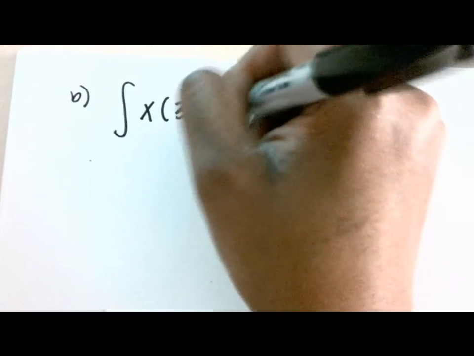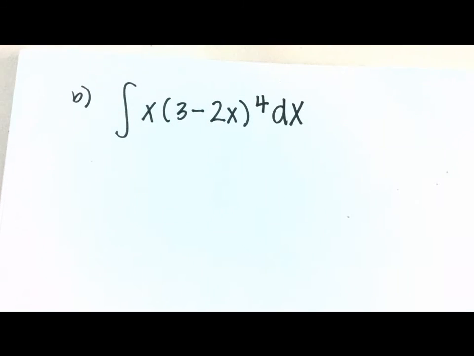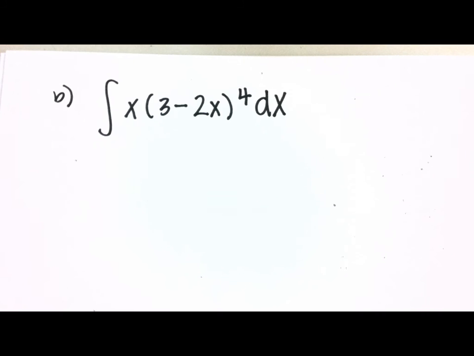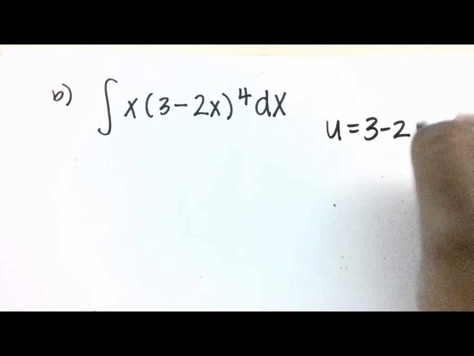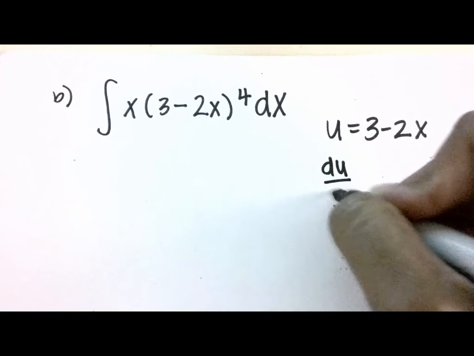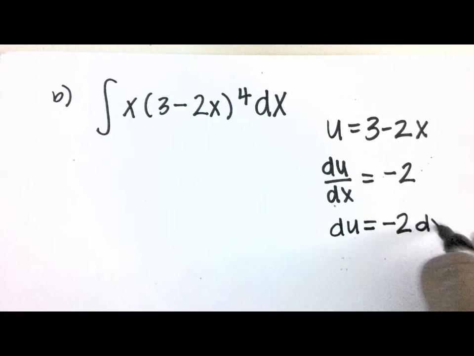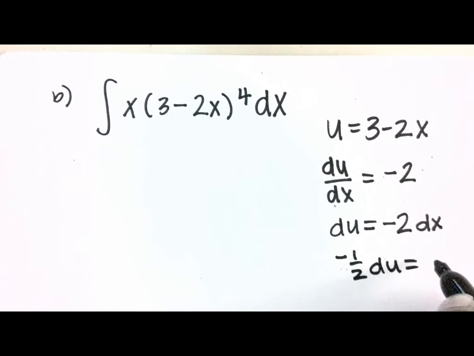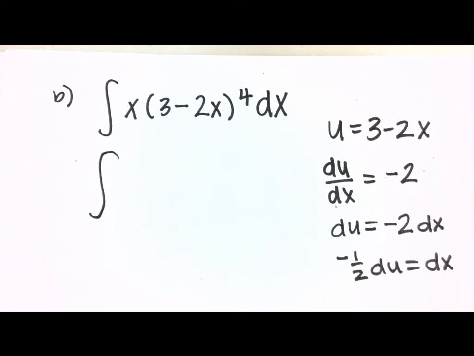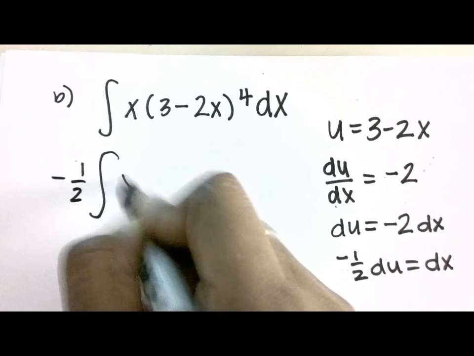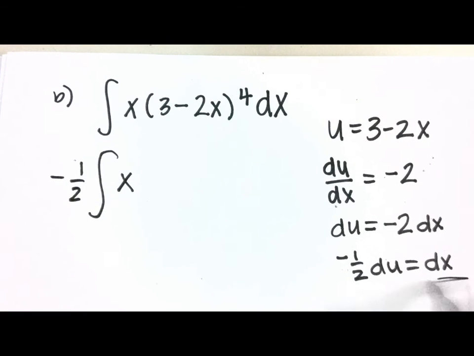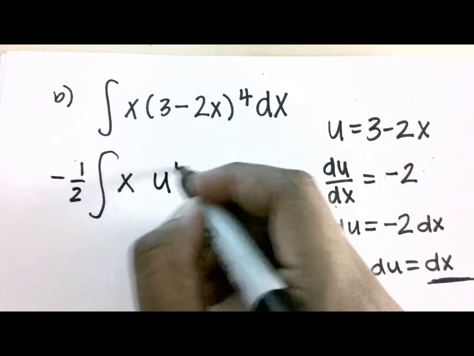Okay, here we go. B, integral x times (3 minus 2x) to the 4th dx. What's my u? du/dx equals -2. du equals -2 dx. -1/2 du equals dx. Now, I don't solve for x until I know there's an extra x there. So I go ahead and sub in -1/2. I don't have an x to take out, because I don't have an x here. u to the 4th du.